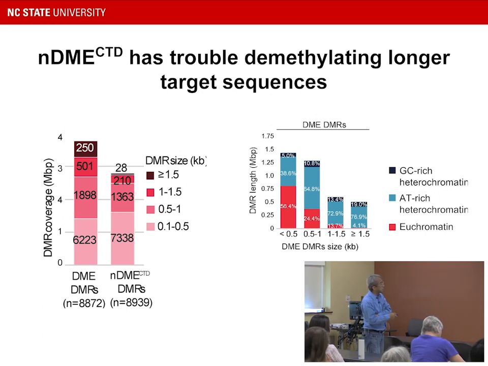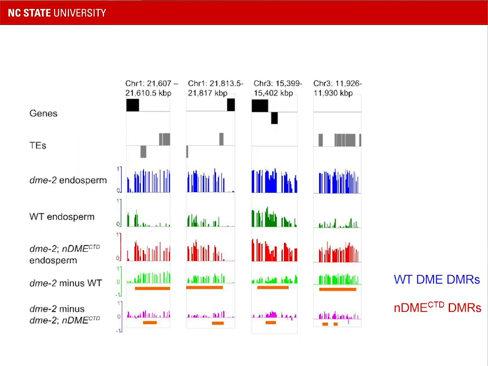demethylated very well. So we look at these 250 longer targets. Actually, most of them are also targeted by the C-terminal, but their average length is just very small. Okay, so you can see that in the genome browser. These are the wild type target sites. They are longer, but they are also targeted by the C-terminal. It's just very short. Why is it very short?